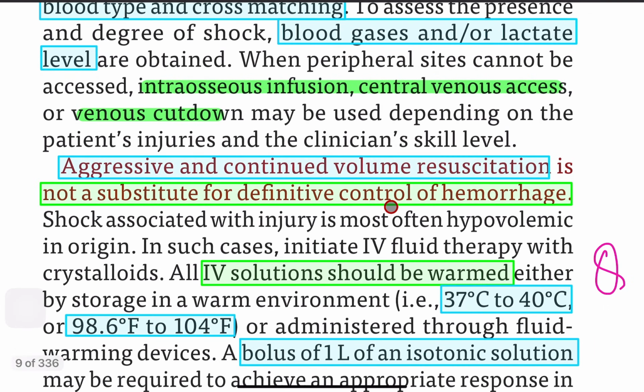Aggressive and continued volume resuscitation is not a substitute for definitive control of hemorrhage. Okay. So you have to control the bleeding. Just resuscitation will not help the patient to manage bleeding. Okay.